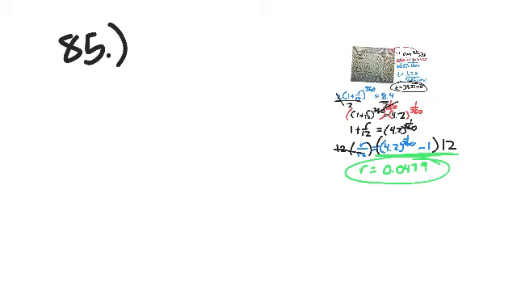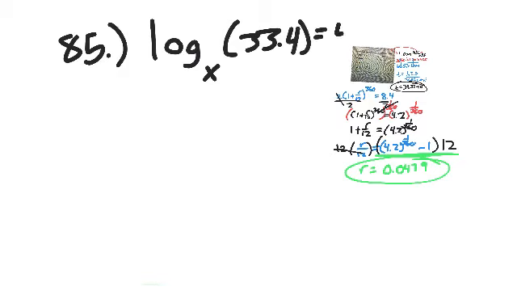Then let's also do 85, because those 4 are a little different. They're easy as well, though. So I've got log base x of 33.4 equals 5. So now my variable is in the base. So what we want to do is just rewrite this into exponential form. So that would be x raised to the fifth equals 33.4.